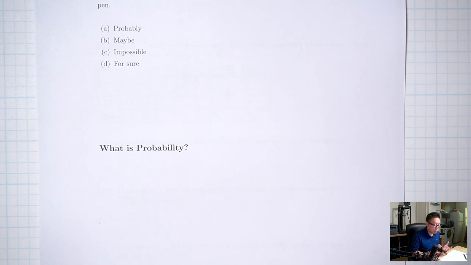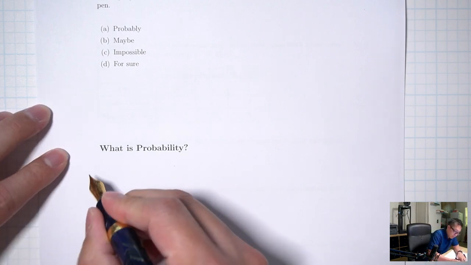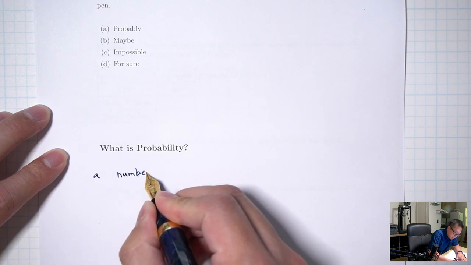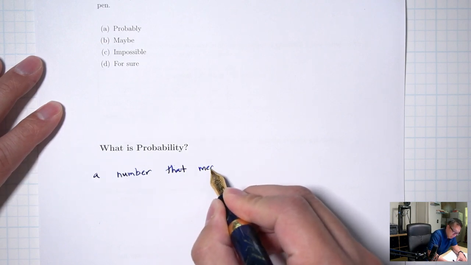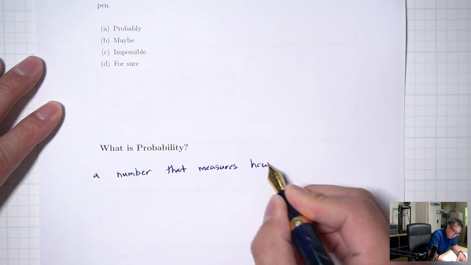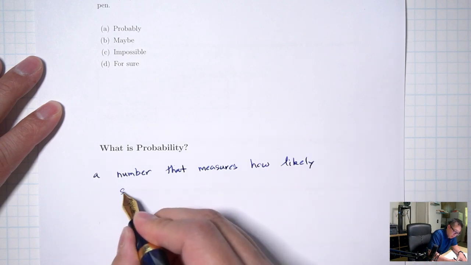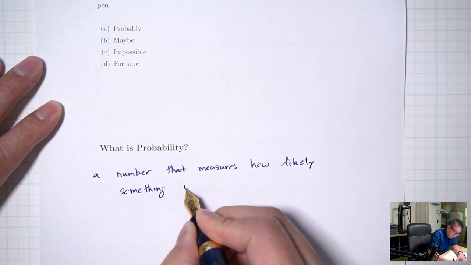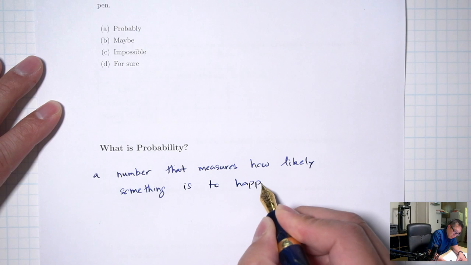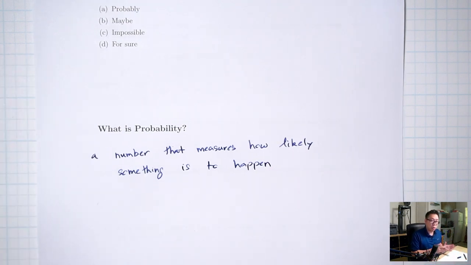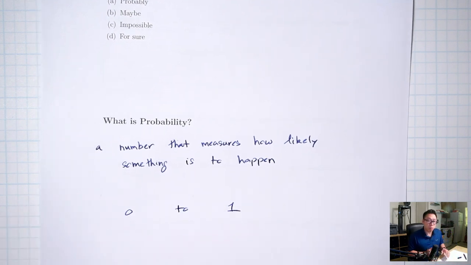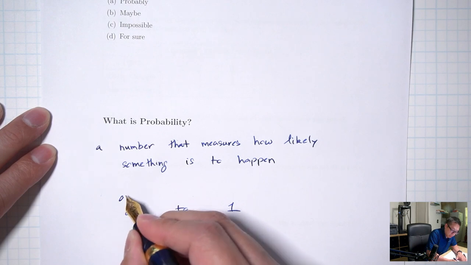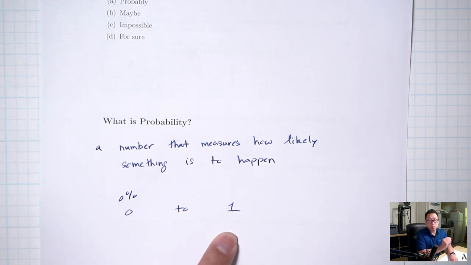What is a probability? A probability is just a number that measures how likely something is to happen. And it's a number between 0 and 1. So these are in decimal form. You might be more used to probabilities in terms of percents. So 0 as a percent would be 0%. 1 converted to a percent would be 100%.